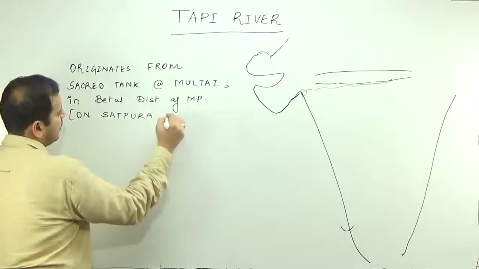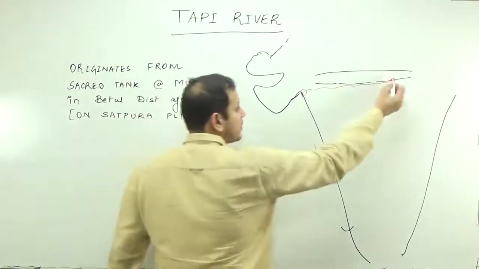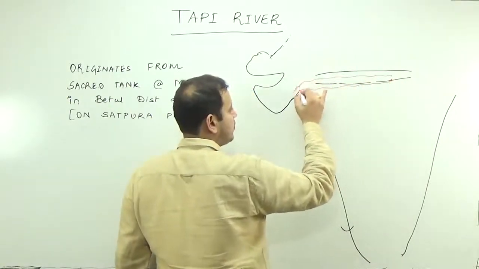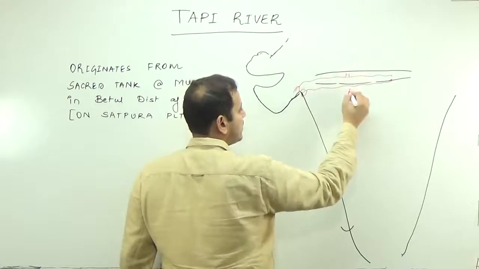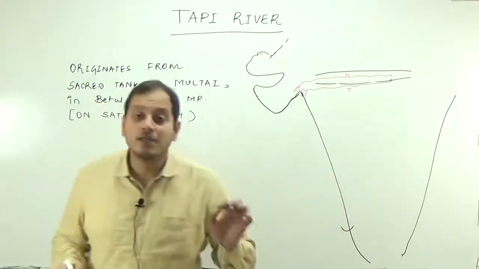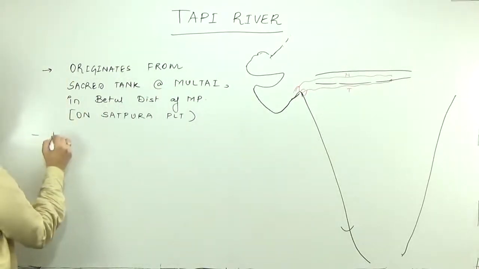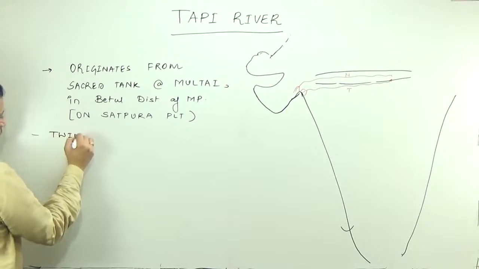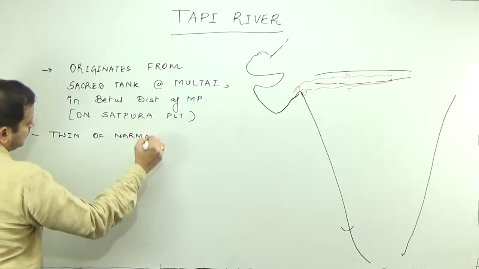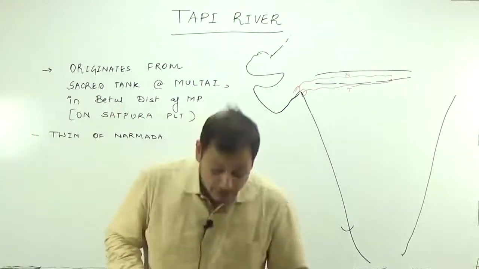On the Satpura plateau. Now this river flows similar to the river Narmada. The topmost river is river Narmada, this is river Tapi or Tapti. This river is also known as the twin of Narmada.